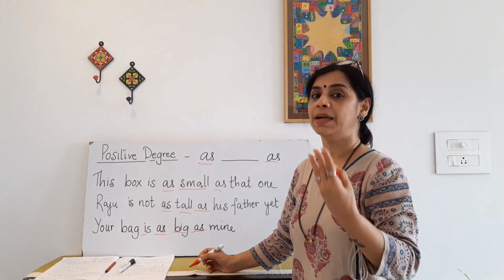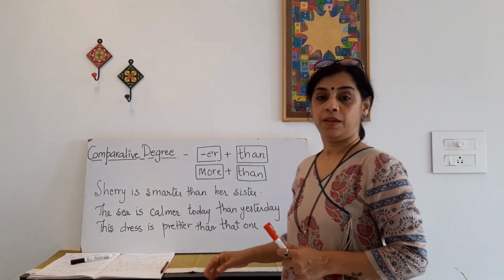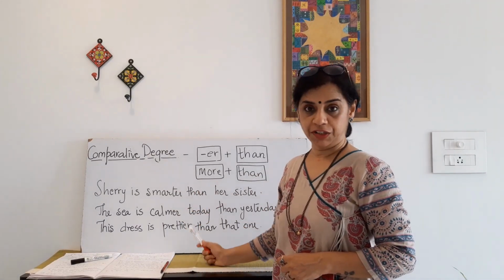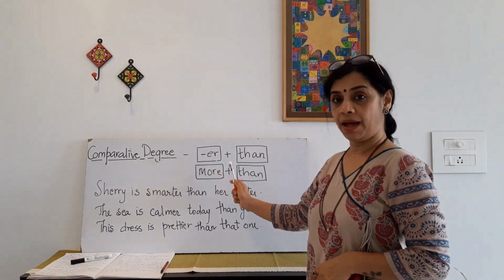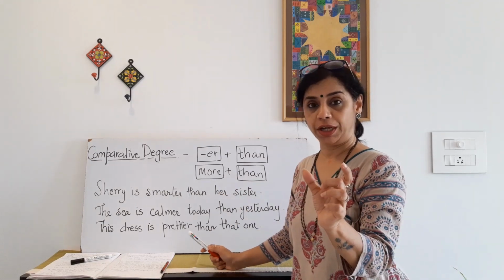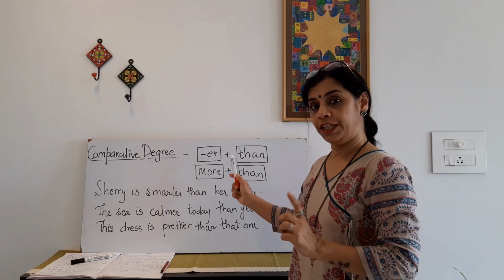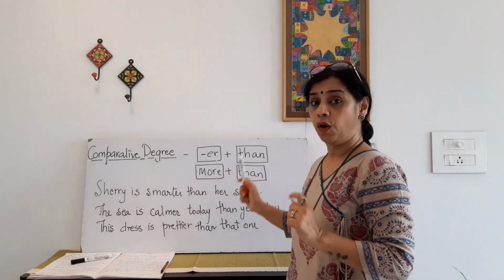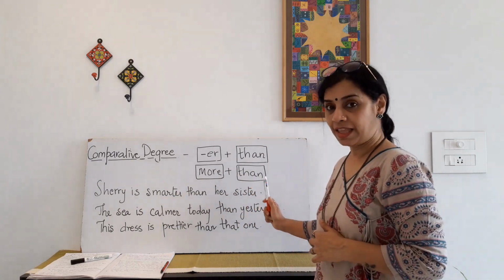Let's turn to the comparative, that is the second level. In the comparative degree, the key words are ER plus than. You add ER to the adjective and follow the adjective by than. Or there's another way, more plus than.